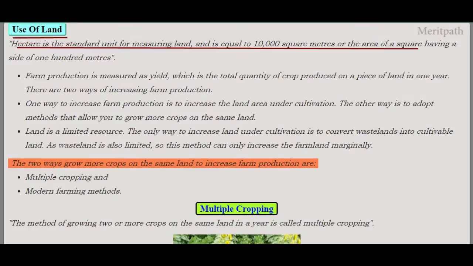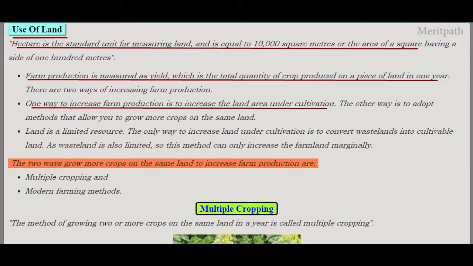Use of the land. Hectare is the standard unit for measuring land and it is equal to 10,000 square meters, or the area of a square having a side of 100 meters. Farm production is measured as the yield, which is the total quantity of the crop produced on a piece of land in 1 year. And there are two ways of increasing the farm production. One way is to increase the land area under cultivation, and the other way is to adopt methods which allow us to grow more crops on the same land.